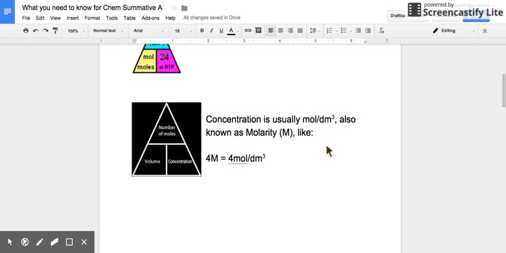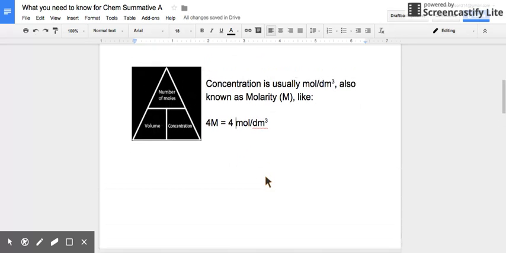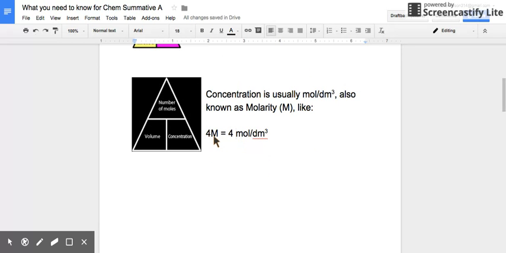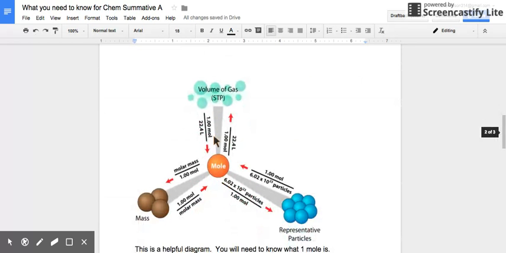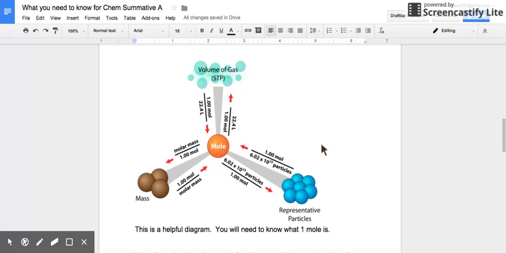Now, in terms of molar concentration, this triangle is one that I found on the internet. Keep in mind that the concentration I've taught in class is usually mole per decimeter cube, but you also will need to know a term called molarity, which is big M. So, for example, if you see 4 and then big M, molarity, it's the same thing as 4 mole per decimeter cube. So just keep that in mind. It's the same thing. It's just the unit looks a little funny, but the rest of it should be the same.